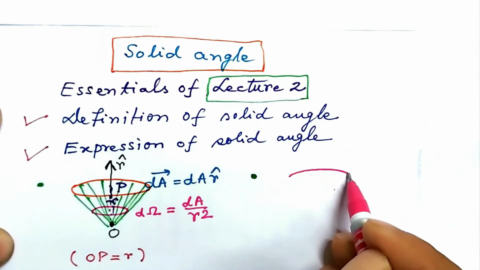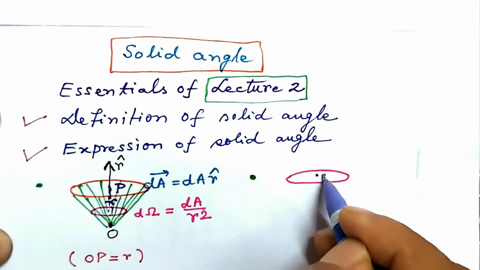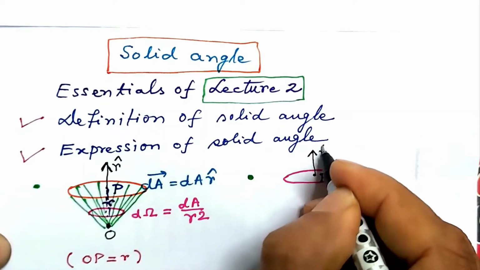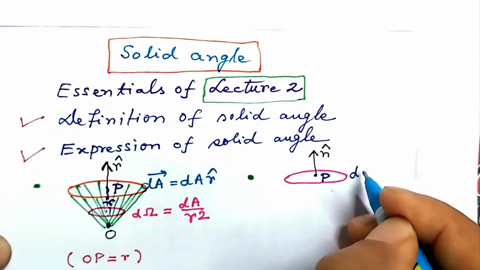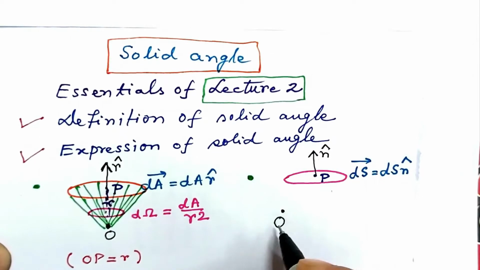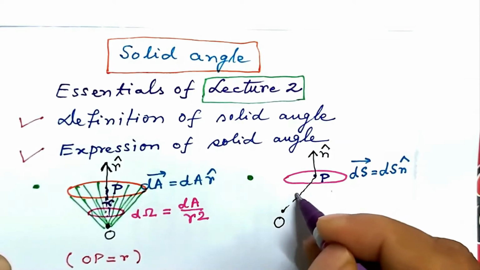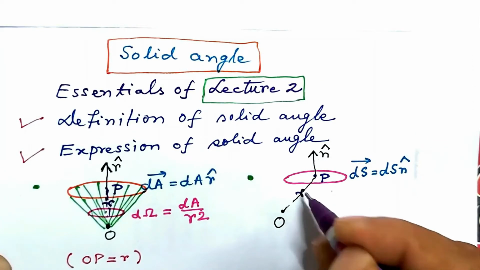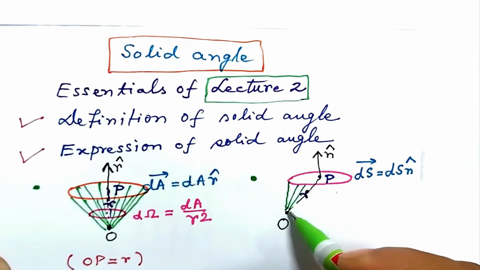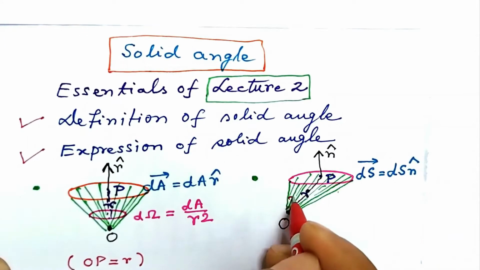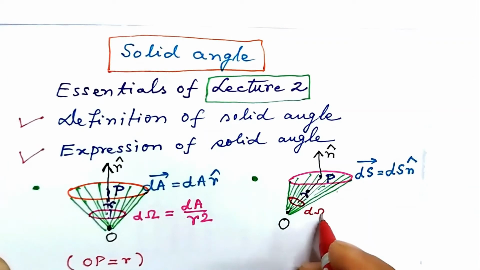Let us next consider a surface element, say at point P, and this is the normal to it. We call the unit normal as n hat. Call the surface element vector ds equal to ds n hat. Let O be a point, connect O to P, and OP is r. Clearly, O is not situated on the unit normal to the surface element ds. Join the points of contour of ds to point O, and we get a solid angle d omega.